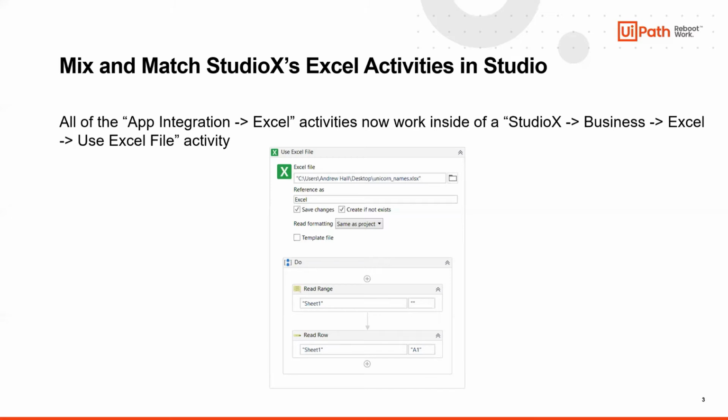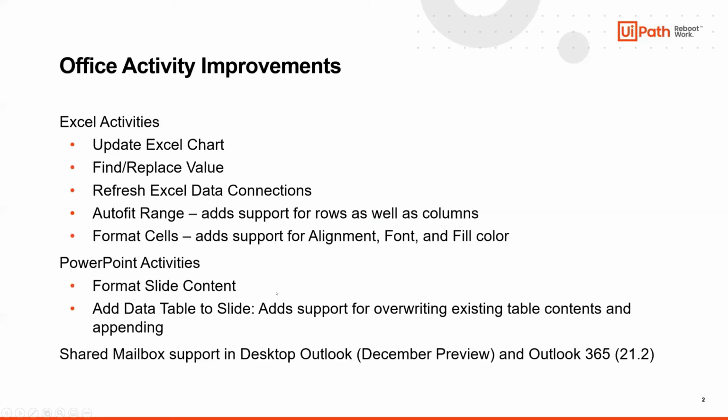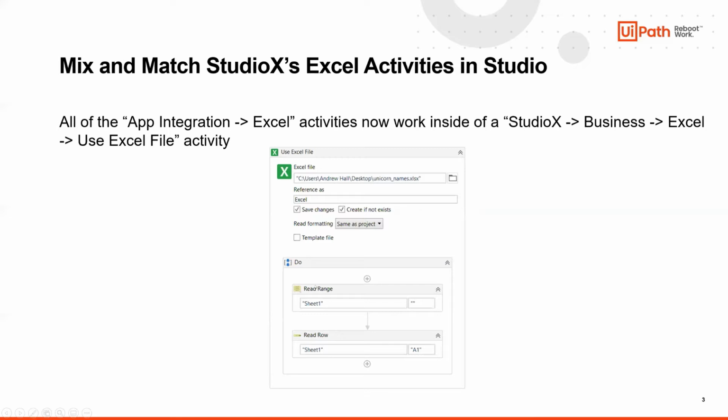And so what we've done is, instead of having to put a use Excel file inside of an Excel application scope, you can just start from a use Excel file, pick your file, right? There's a lot of really nice options that exist for the use Excel file activities, which is why we started there. But then without the need to add an Excel application scope as well, you can just use the default activities from Studio. So read range, read row, all the things you would find in that app integration section directly inside the use Excel file. You don't have to use Excel file plus Excel application scope any longer.